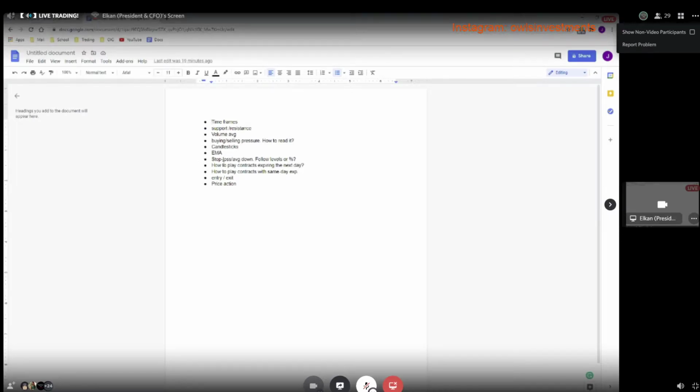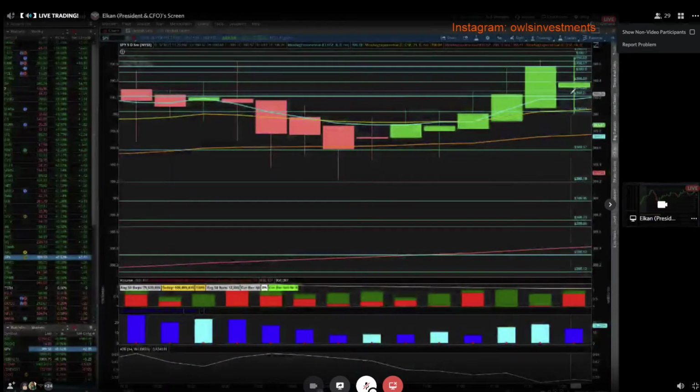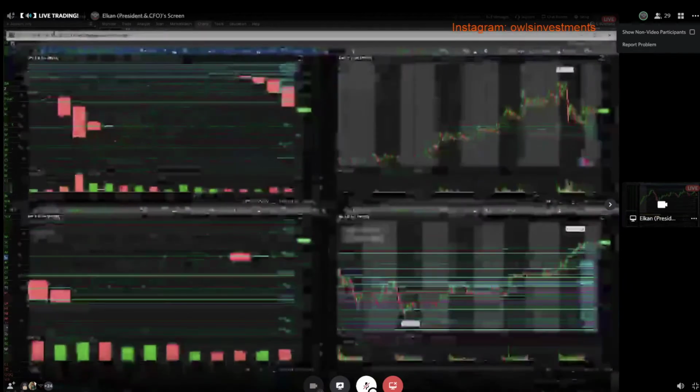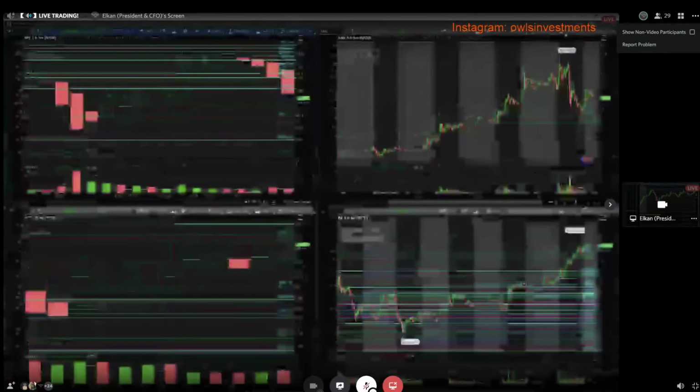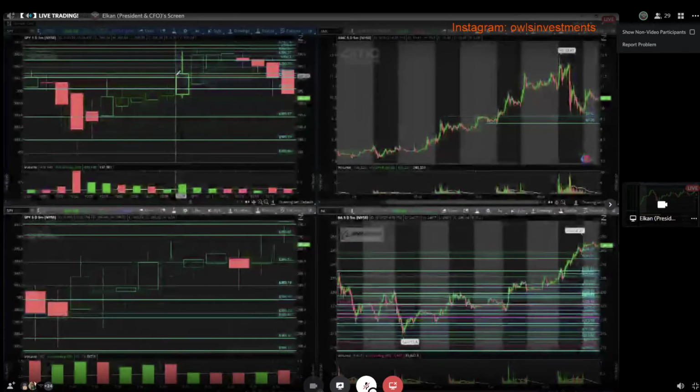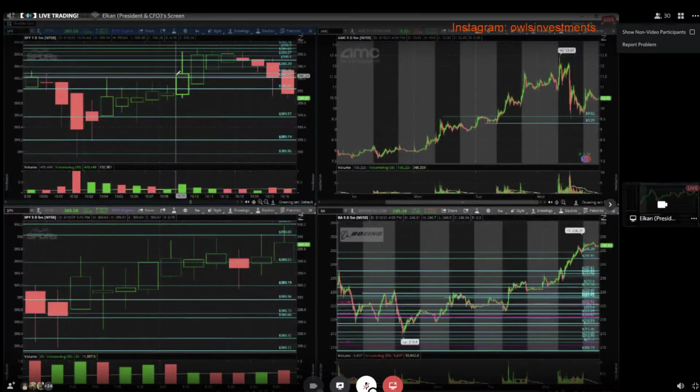Stop loss, average down, and follow levels or percentage. Okay, this is a good one. So you've got two choices. You can set a stop for the amount that you're willing to lose, or you can just wait for the next level if it doesn't go your way. If you set a stop loss for the amount that you're willing to lose, you are going to get stopped plenty of times when you keep tight stop losses.